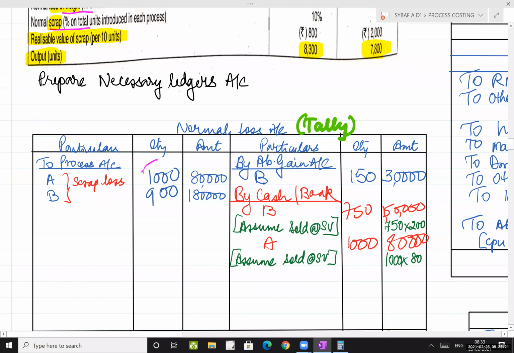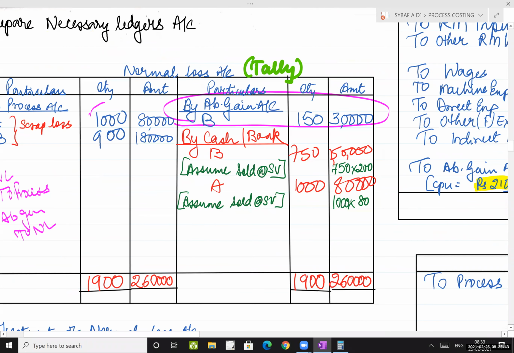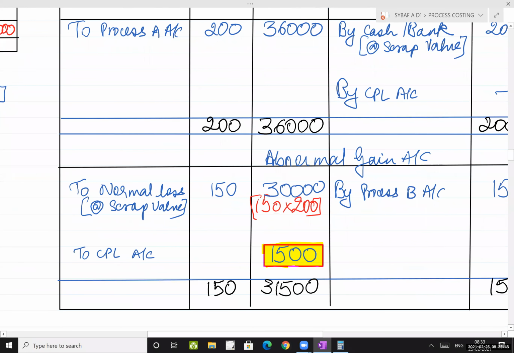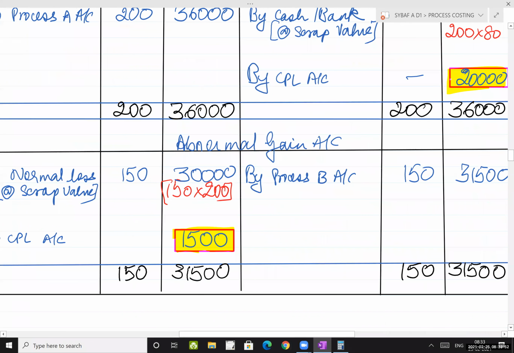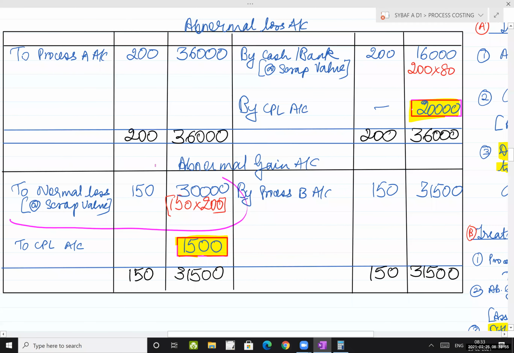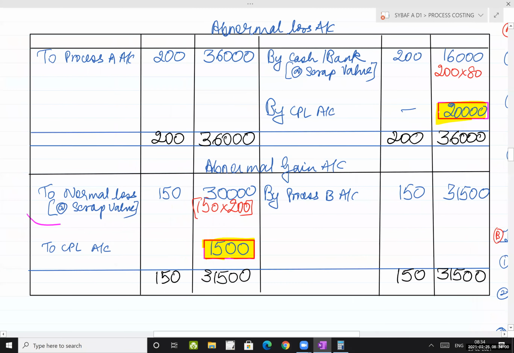Actually, second entry is this. Wait, I'll just show. Normal loss में क्या आता है? Normal loss to process. First entry, then ये वाला entry. Second effect देंगे ना हम इसका. Abnormal gain to normal loss. ये था ना इधर normal कहाँ गया? Abnormal gain. This one. इसका second effect आएगा ना? Abnormal gain to normal loss account. वो वाला. ठीक है?